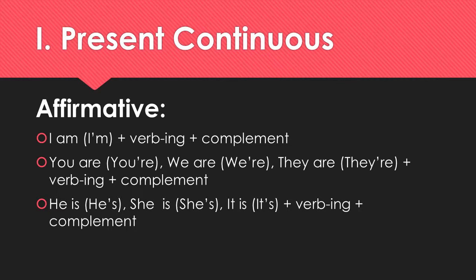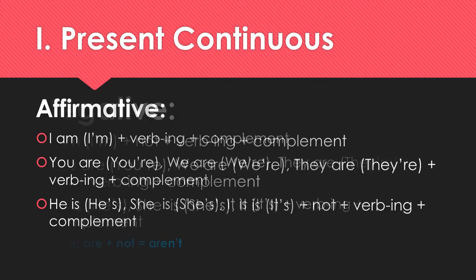In affirmative form, use I am and verb plus ing, and the complement. For example, I am eating. We will use for the plurals the combined are and you, we, they. In the third person, is used, combined with she or he.